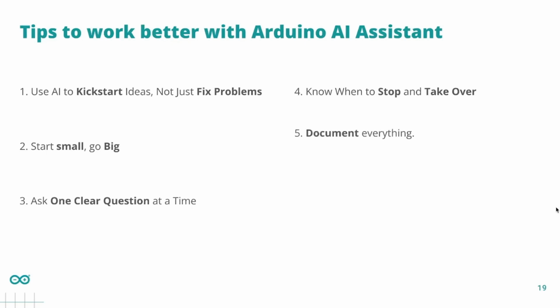5, document everything. This is really important, because if you write your code today and then you pick it up again in days, weeks, or months, you will ask yourself, oh, what is this? What is the meaning of this code? So if you document everything, or you can ask the AI to document everything, your life will definitely be better.